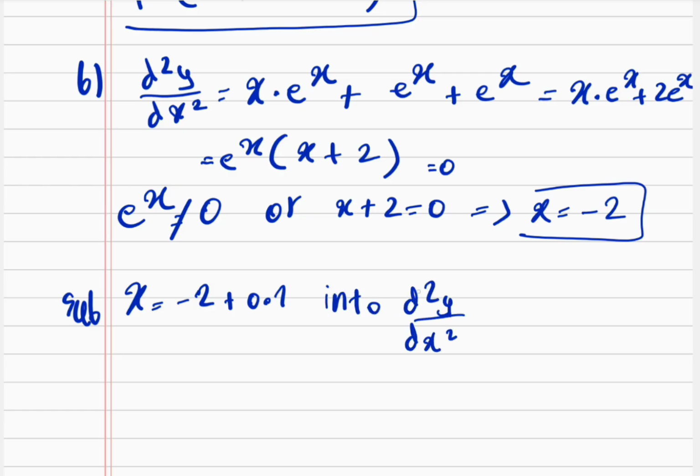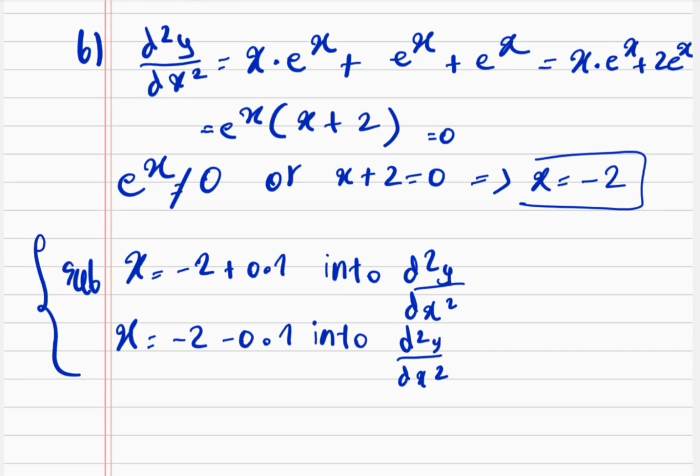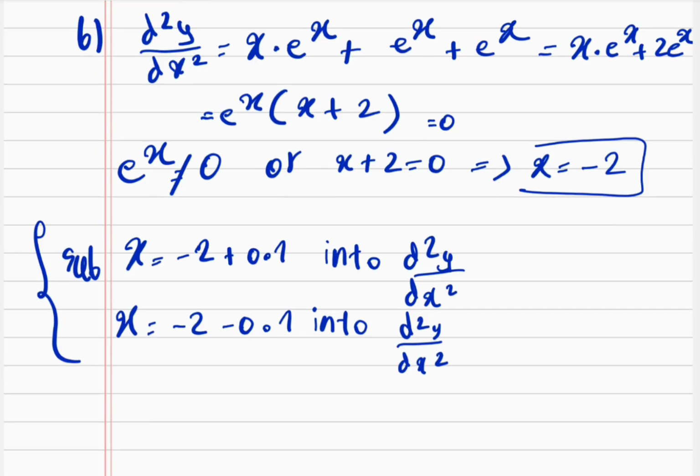That's the first test. And the second one is x is equal to minus 2 minus 0.1 into the equation of d squared y by dx squared again. So again, this is just testing, right? We just want to know what's the behavior of the function just before and after the point of inflection that we found. So that's why I just added and subtracted a very small amount.